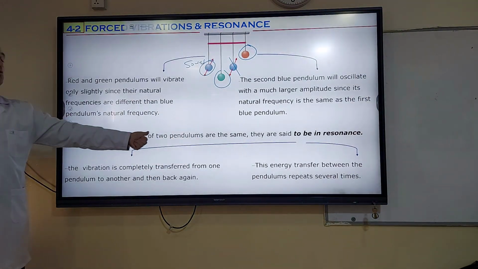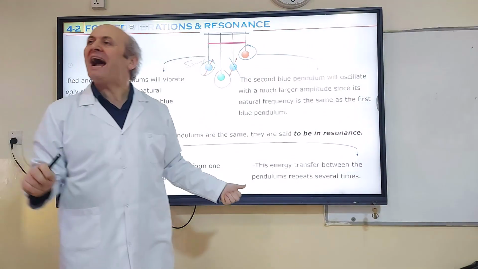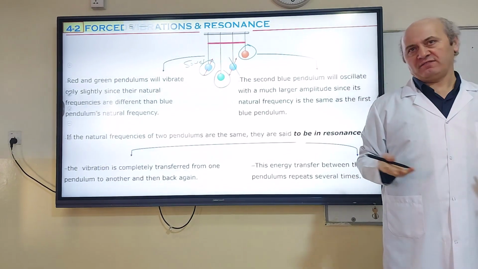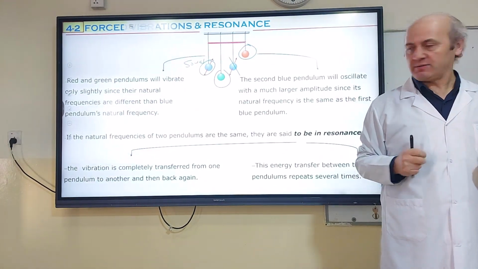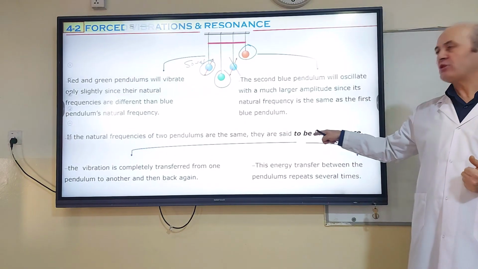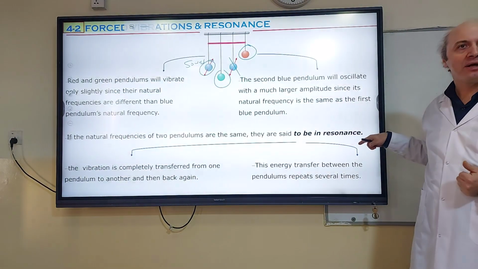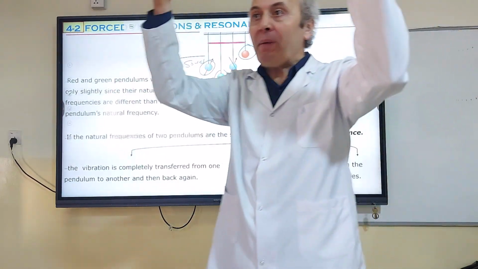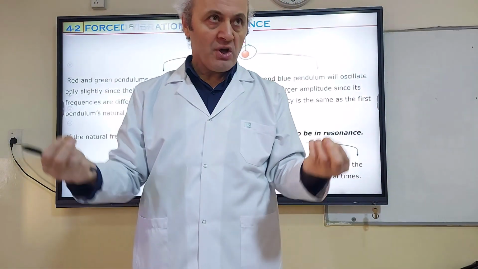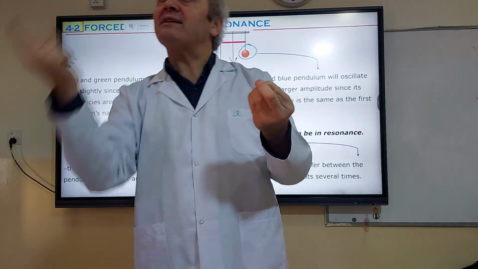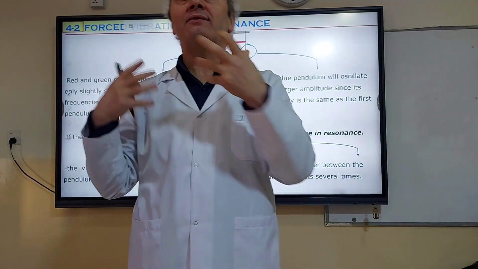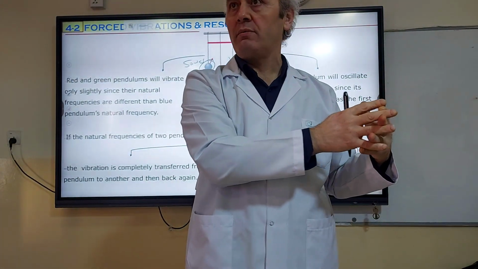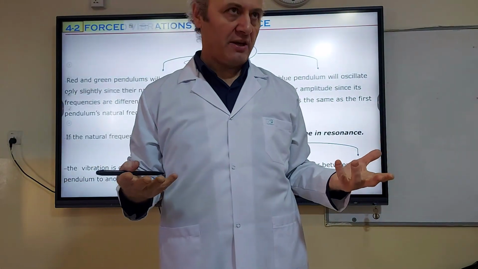If the natural frequencies of two pendulums are equal, this is a phenomenon in physics. These two pendulums are said to be in resonance. If two pendulums have the same length and the same natural frequency, they are said to be in resonance. Then we can transfer energy from one pendulum to another much more efficiently.